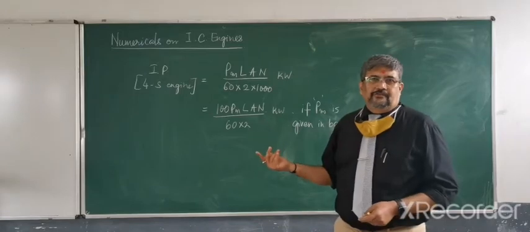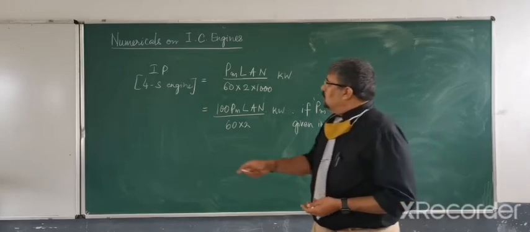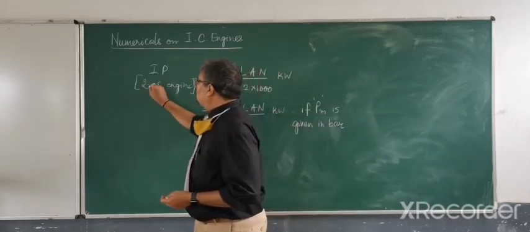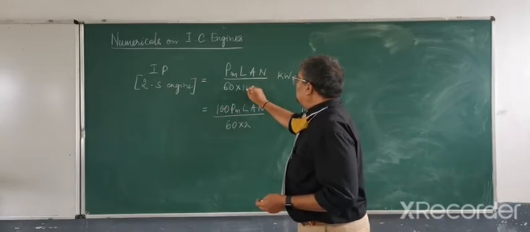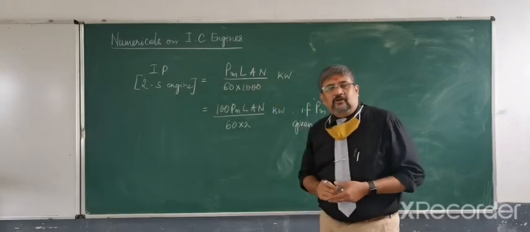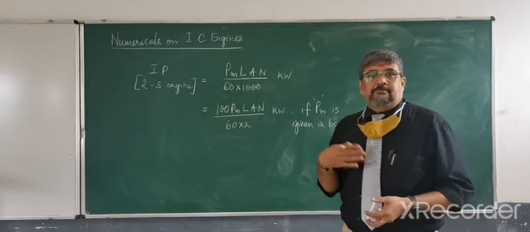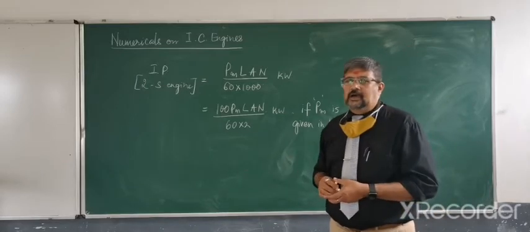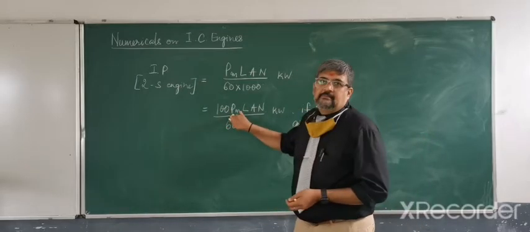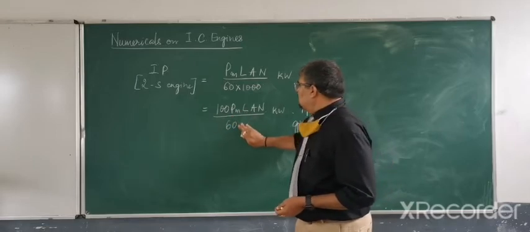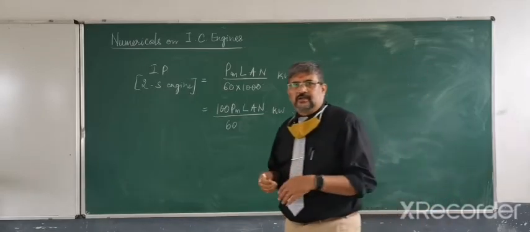Similarly, we also found the equation for the indicated power for a 2-stroke engine. For a 2-stroke engine, everything else remains the same except that the 2 is missing from the denominator, because power is developed for every revolution of the crankshaft. Hence, the number of cycles per minute will be equal to the crankshaft RPM. Again, if Pm is given in bar, then this becomes divided by 60 only. So these were the equations for a 4-stroke engine and a 2-stroke engine.